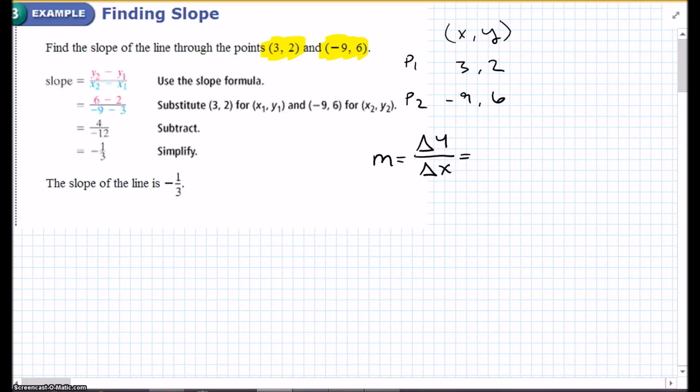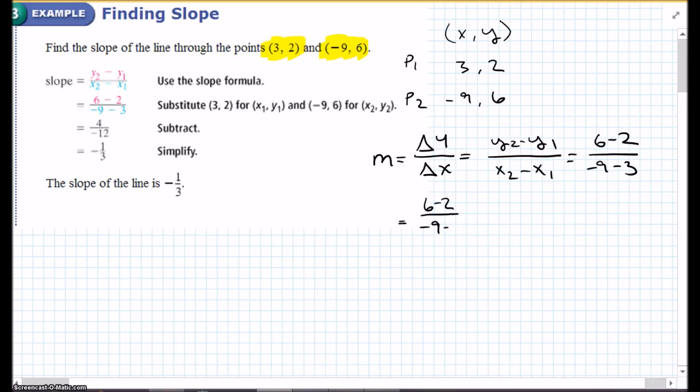Alright, so let's look at my y's. Let's go with the bottom ones. So you could say y2 minus y1 over x2 minus x1. So that would be 6 minus 2 over -9 minus 3. Or we could write it as 4 over -12, which could reduce to -1/3. So my slope in this case is -1/3.